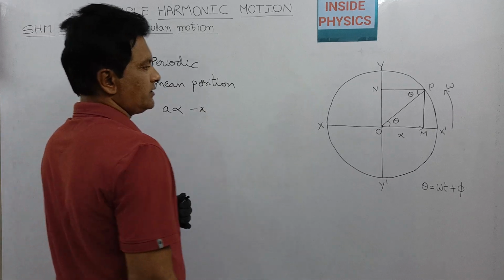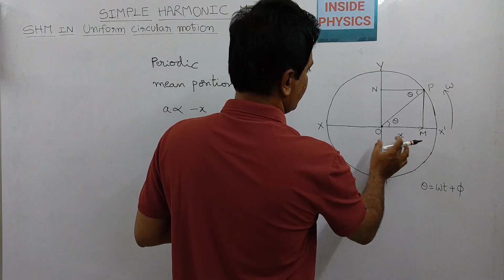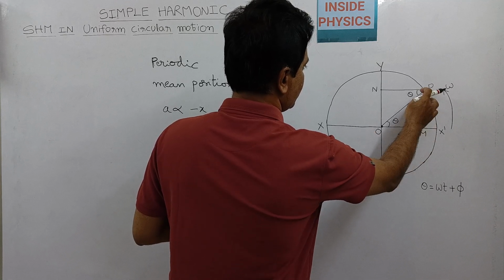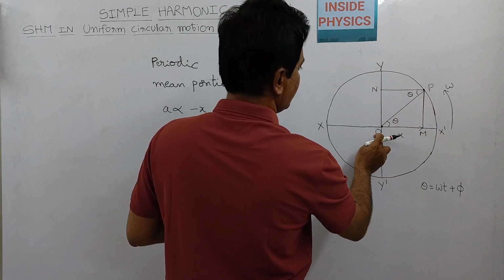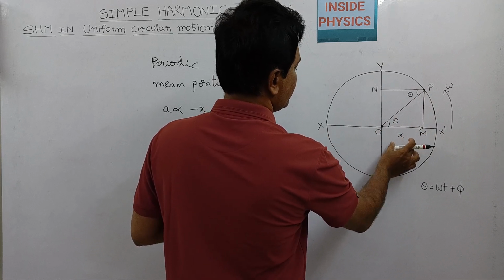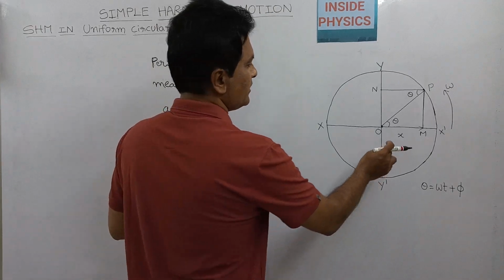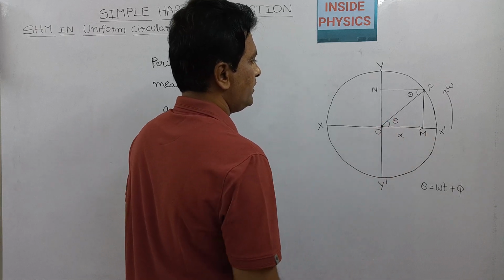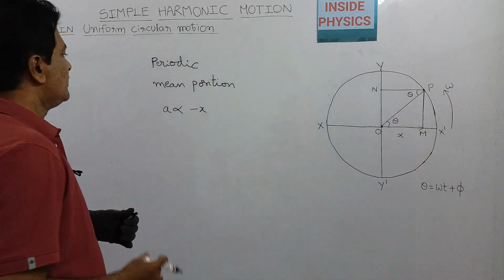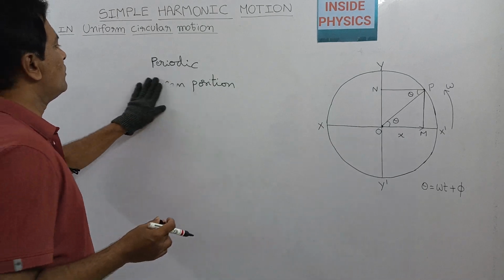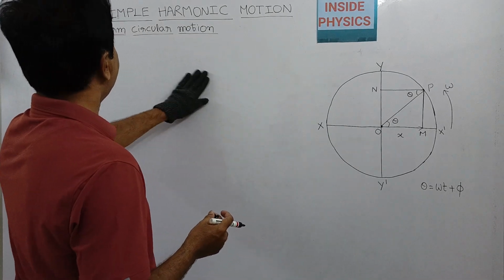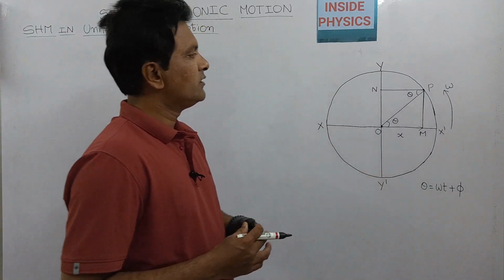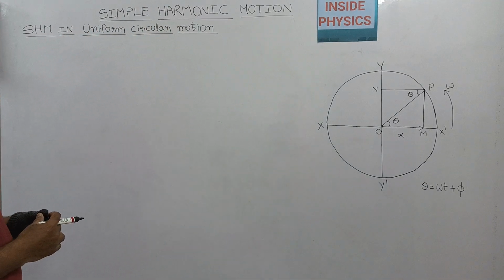What is the displacement here? Displacement of the projection from the mean position. If we consider this as the mean position for the oscillation of the projection, the displacement is nothing but the path length from the mean position to the extreme position. So here we'll go into the details of how we can prove the projection is making a simple harmonic motion.